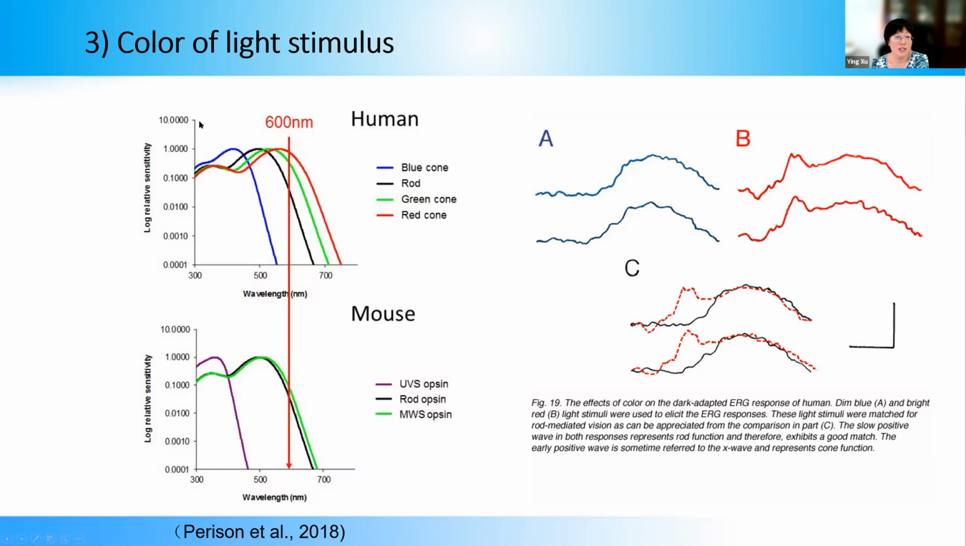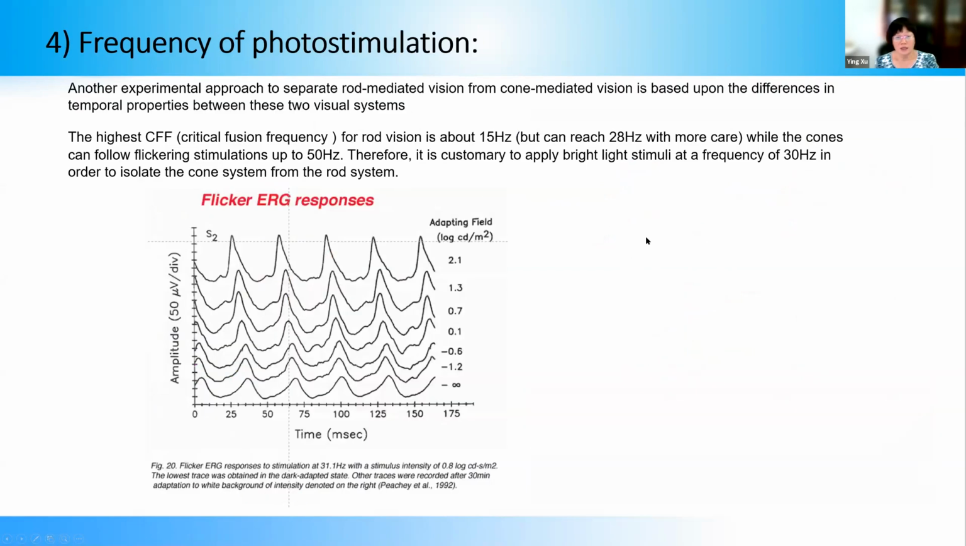Besides color, there is another way to separate rod-mediated vision from cone-mediated vision, by using their different temporal properties, since rods respond slower than cones. The critical fusion frequency for rod vision is about 20 Hz, but the cones can follow flickering stimuli up to 50 Hz. So in the clinic, in the international standard protocols, they use a frequency of 30 Hz in order to isolate the cone system from the rod system. Here is an example of the flicker response to a 30 Hz flicker.